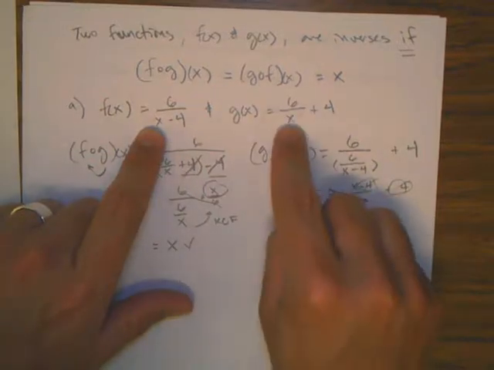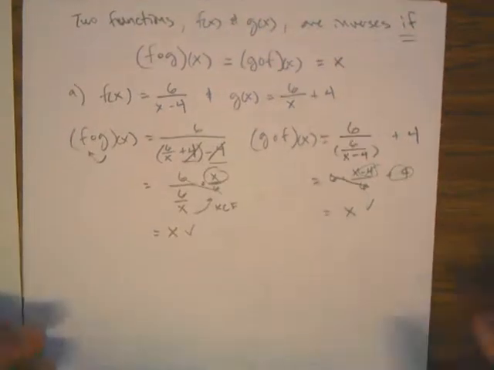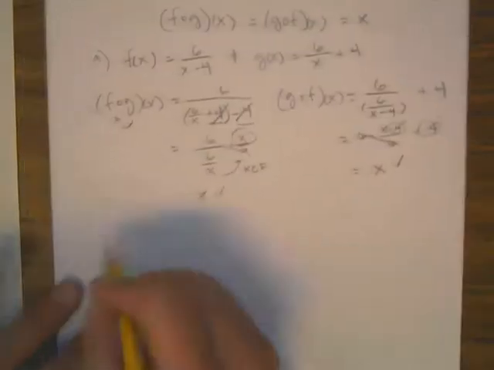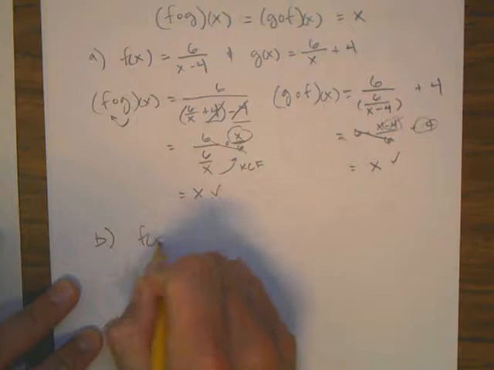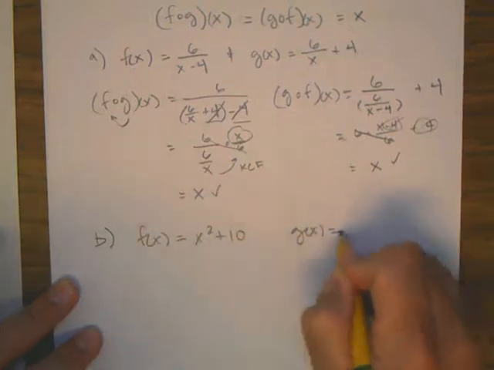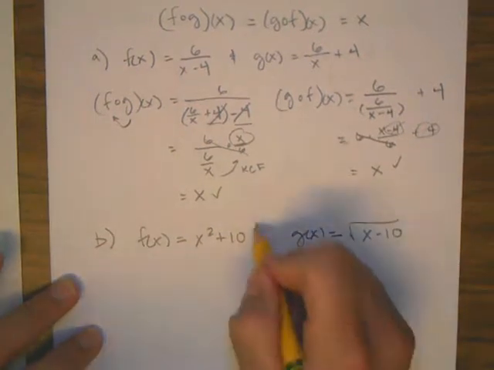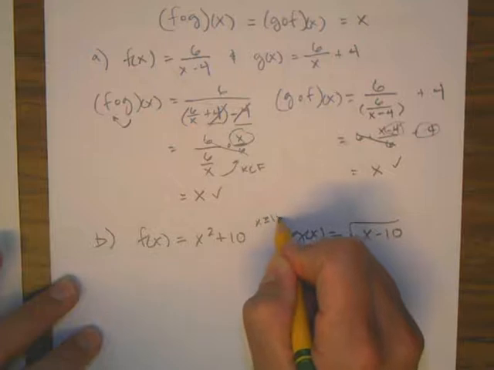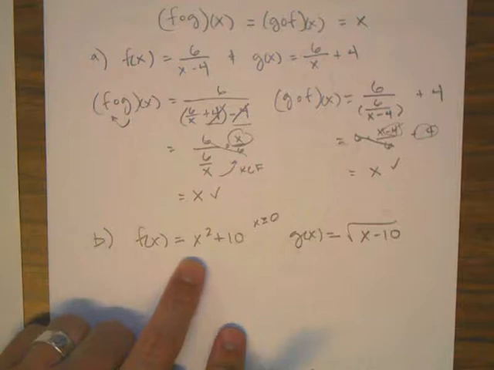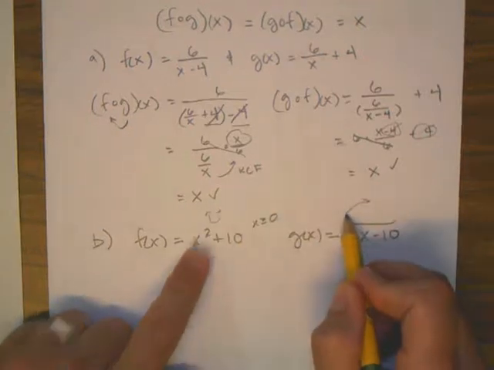Alright, let's look at one that doesn't work. I take that back. We're going to do one more example, and then we'll look at one that doesn't work. If f of x equals x squared plus 10, and g of x equals square root of x minus 10. Do know that this one should say x is greater than or equal to 0. In order for these to be true inverses, we have to restrict the domain of this parabola so it's only the same half as this guy, okay? So we've got to say x is greater than 0 so that those are actual true inverses.